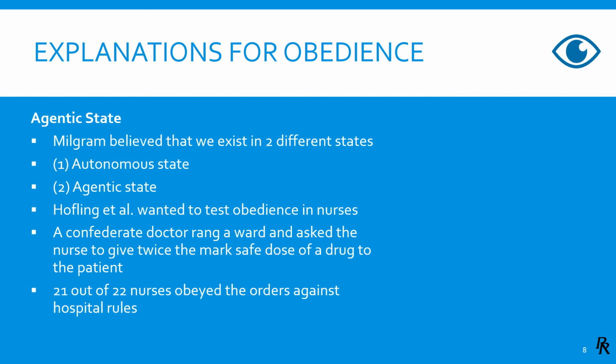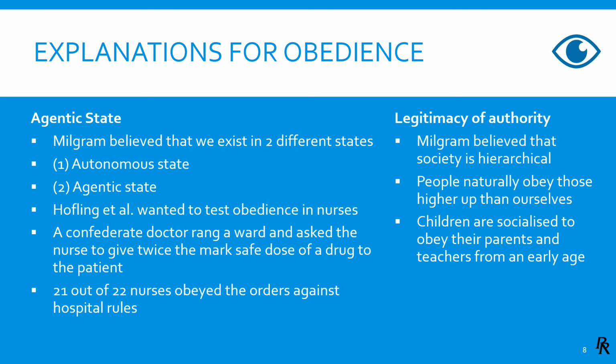The second explanation for obedience, legitimacy of authority. Milgram believed that society is hierarchical. People are ranked from top to bottom and naturally obey those higher up the order than themselves. This happens because children are socialized to obey their parents and teachers from an early age. An army is a strong hierarchy, and soldiers are trained to obey orders without question.